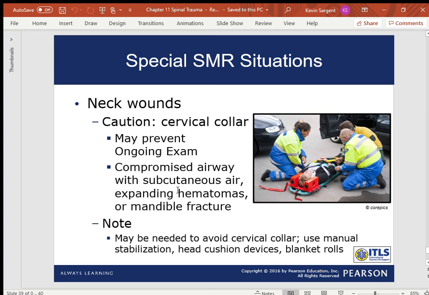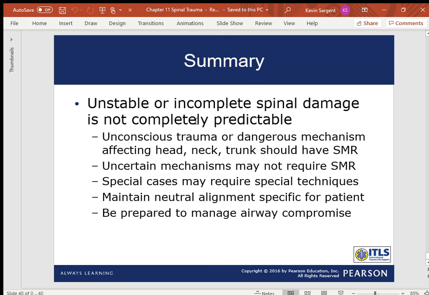You can use other things because remember, spinal motion restriction or immobilization means to remain immobile. It doesn't mean to put a collar or blocks or board. It just means to remain immobile. And any way you can maintain that immobility is appropriate within reason. Unstable or incomplete spinal damage is not completely predictable. You should always base your treatment on your assessment. Remember, treat the backboard like any other splint, like a spinal splint. If you're going to immobilize, always check neurovascular status before and after and ongoing after that.